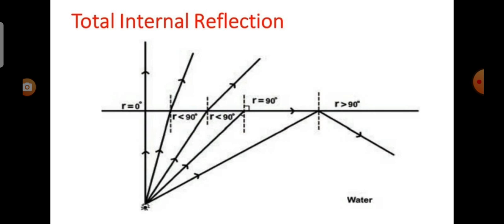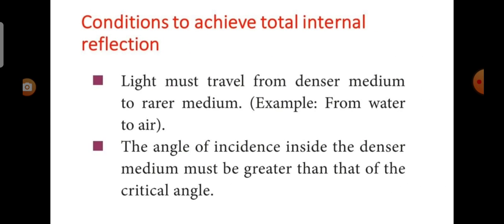When the angle of incidence exceeds the value of the critical angle, the refracted ray is not possible. Since r would be greater than 90 degrees, the ray is totally reflected back into the same medium. This is called total internal reflection. Now we see the conditions to achieve total internal reflection. Light must travel from a denser medium to a rarer medium, and the second condition is that the angle of incidence inside the denser medium must be greater than the critical angle.